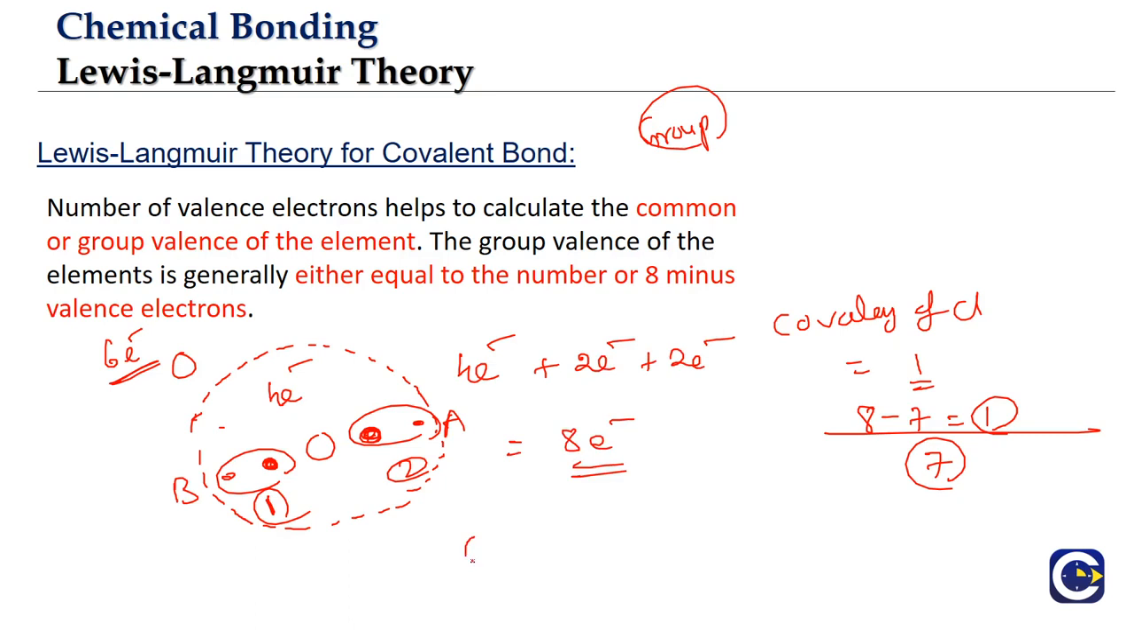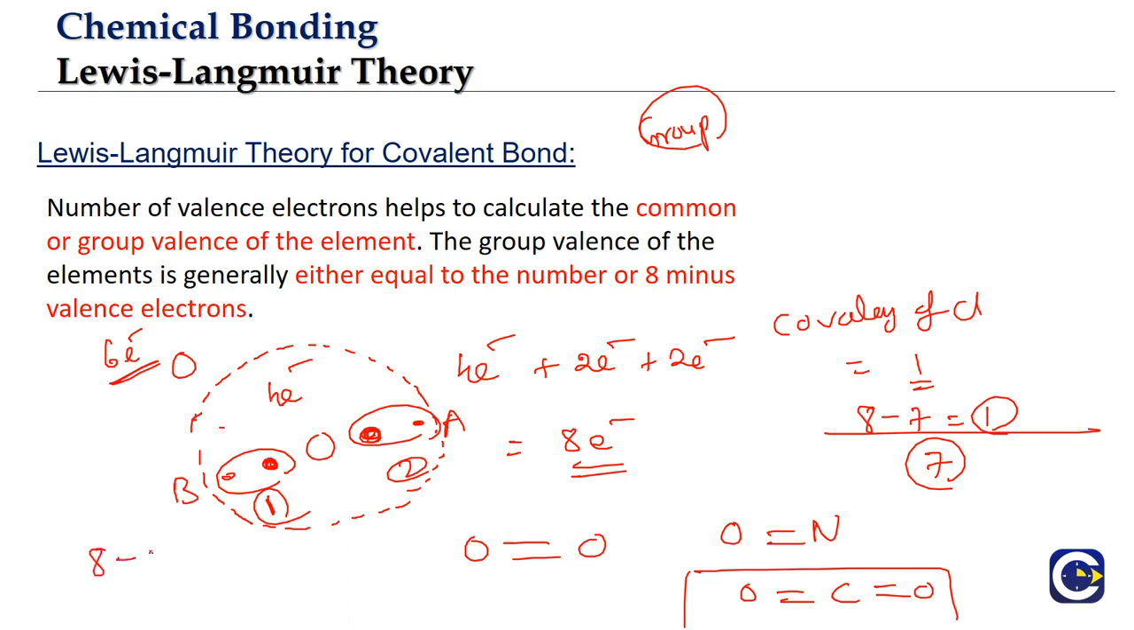If the 2 bonds are formed with the same element, it will become a double bond. Oxygen can form a double bond with oxygen. It can form a double bond with nitrogen. Oxygen can also form a double bond with carbon. Of course, this is not the full molecule, but we have seen this happening in CO2, isn't it? So what is the covalency of oxygen we see here? It is 8 minus the number of valence electrons of oxygen, 6. 8 minus 6, which is 2.